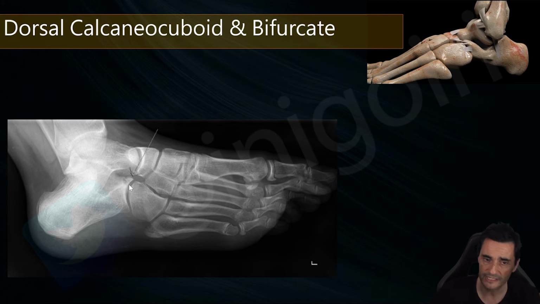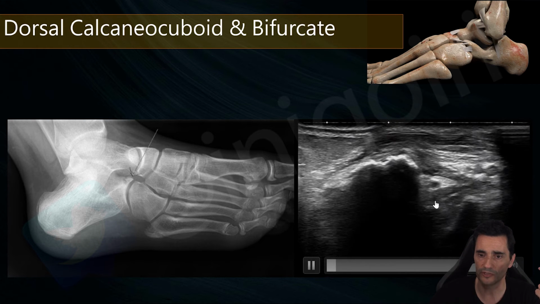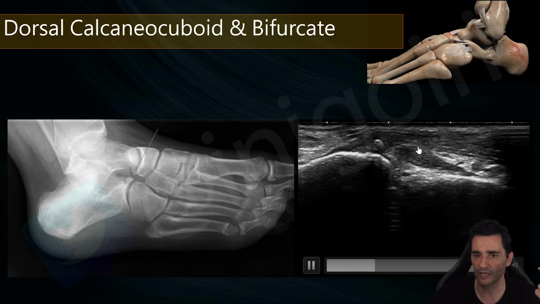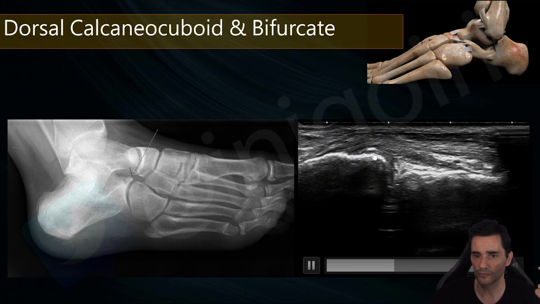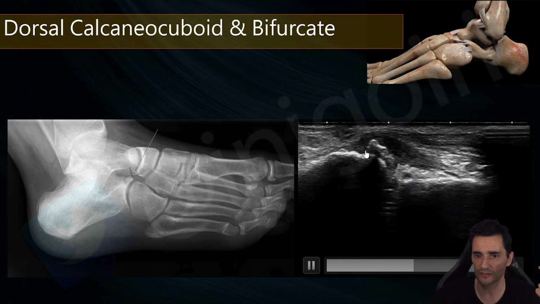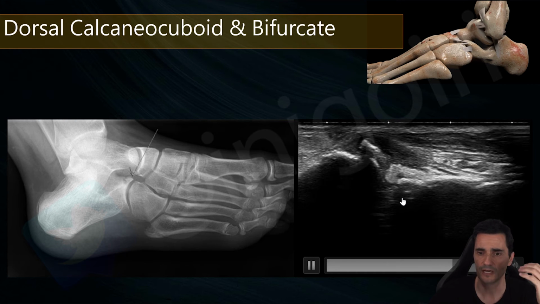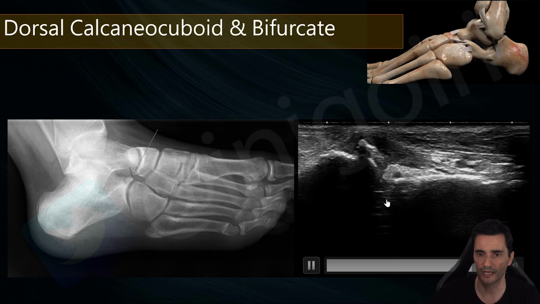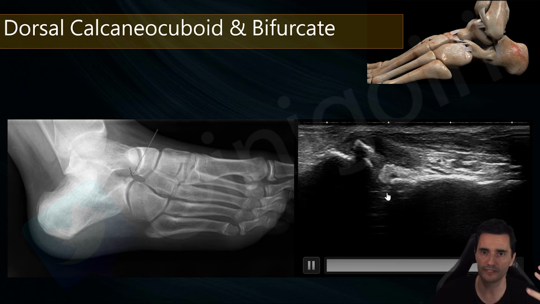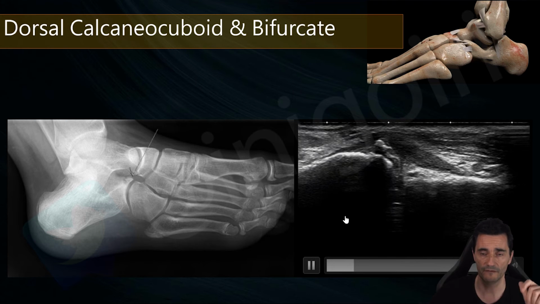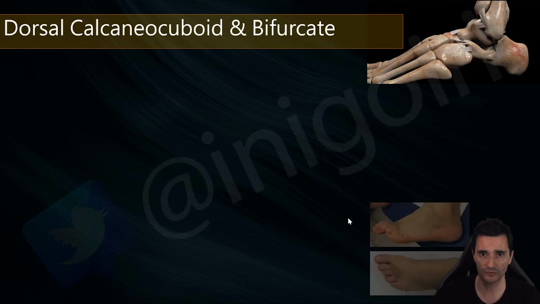Another example, in this case the X-rays give us the diagnosis, but if we take a look with ultrasound, we can see here the ligament thickened, hypoechoic, and with this bony detachment here. We have a very accurate image of this pathology with ultrasound. Very easy to perform, very fast. So use ultrasound.